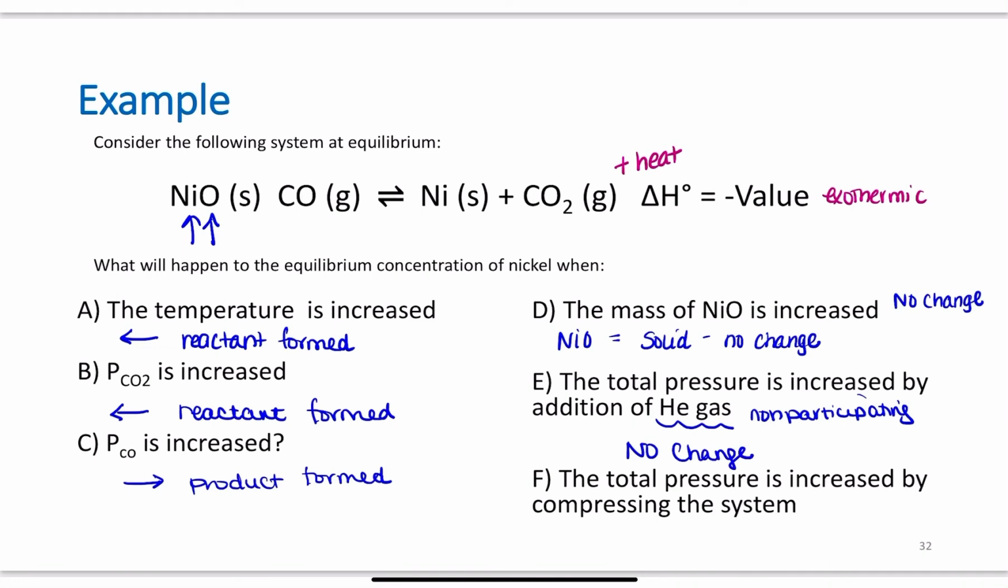The total pressure of the system is increased by compressing the system. Well, over here, I've got 1 mole of gas. Over here, 1 mole of gas. So even though compression should affect the system, in this case, there's no change. Because I have 1 mole of gas on each side. Kp is equal to the partial pressure of CO2 divided by the partial pressure of CO. It's going to stay constant regardless if I increase or decrease the pressure because I have 1 mole of each species on either side.